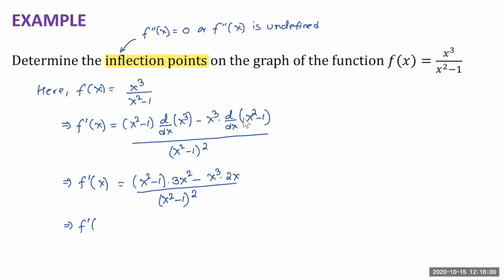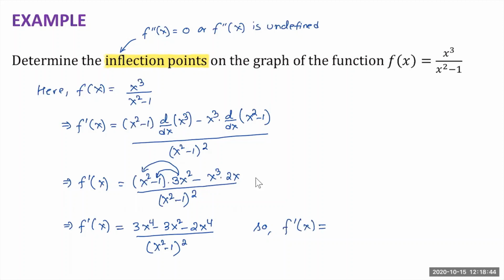This implies f prime x, or the first derivative, is equal to, we can distribute this 3x squared over here. So if you do that, 3x squared multiplied to x squared is 3x to the 4, minus 3x squared multiplied to 1 is 3x squared. Then minus again, this minus x cubed multiplied to 2x is 2x to the 4, over x squared minus 1 quantity squared. So we get the first derivative here.